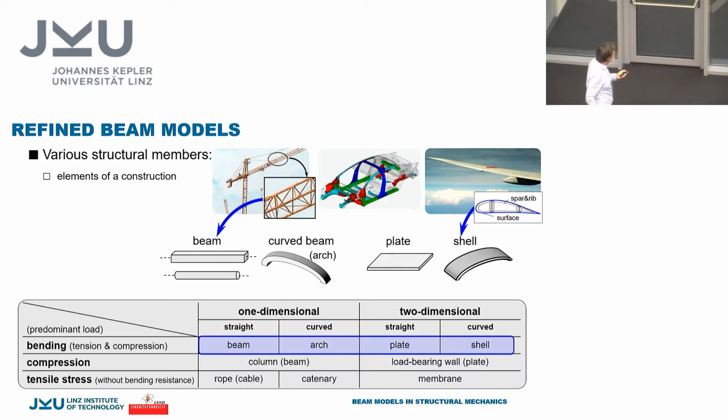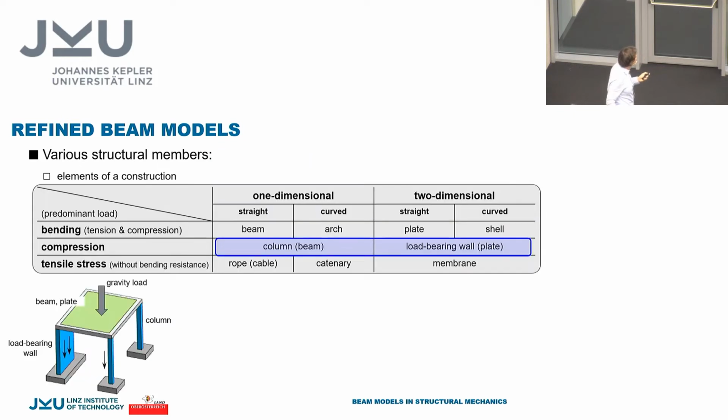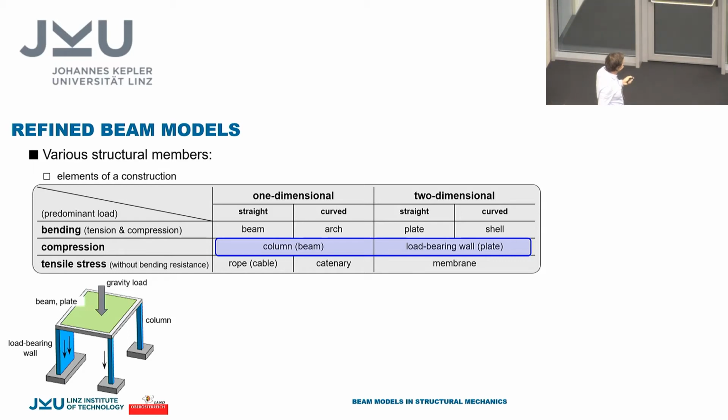So here's a short table. What is a bending resistance? Bending resistance means that you can bear tension and compression at the same time. And if you have something which just has to carry compression, then we call this a column. As you see here, there's a certain load, a floor, and the main stress is due to compression here.